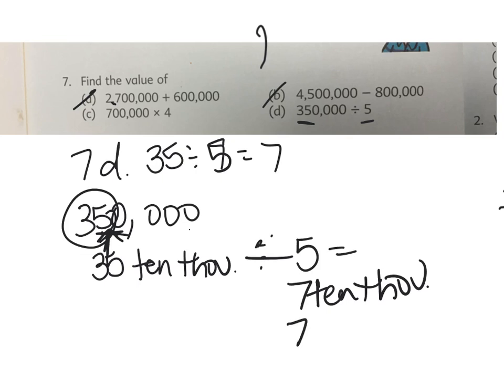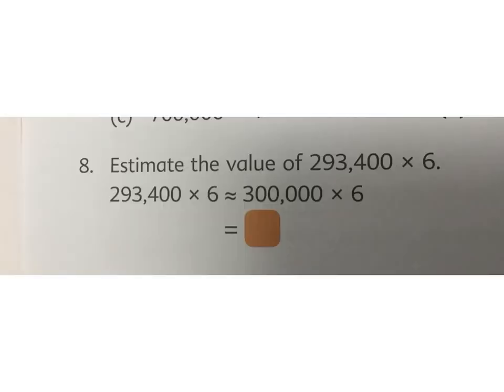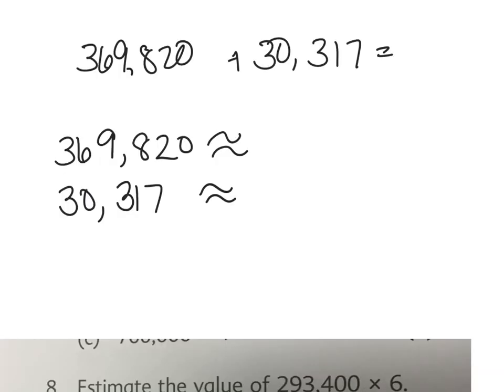Seven 10,000s would be 70,000. Now I want you to look at this number, 369,820 plus 30,317. If I'm going to add those, I could either do it the traditional way and place them underneath each other, or I could estimate.